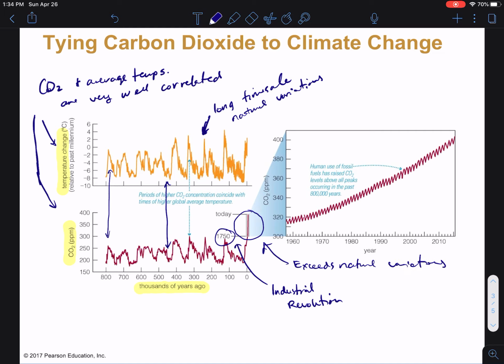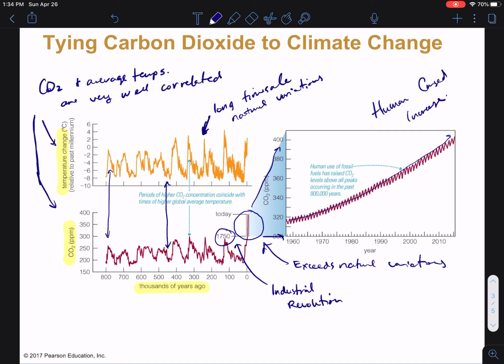And if we zoom in on that part, that's what this graph is, a zoom in on the last 100 years or so, you can see these CO2 levels really spiking up. And so this is a human-caused increase. Okay.